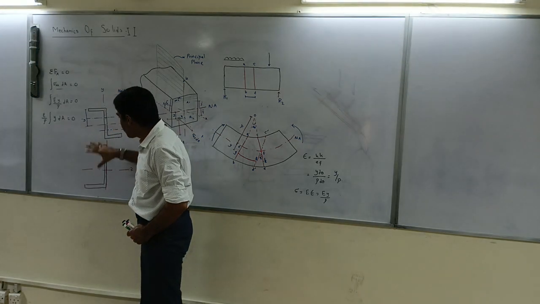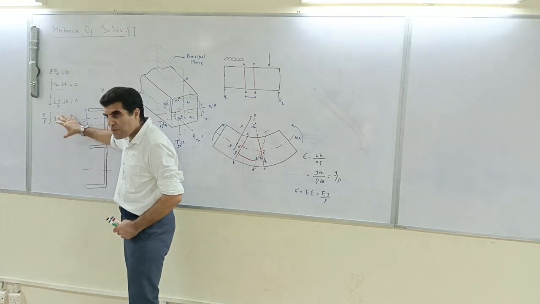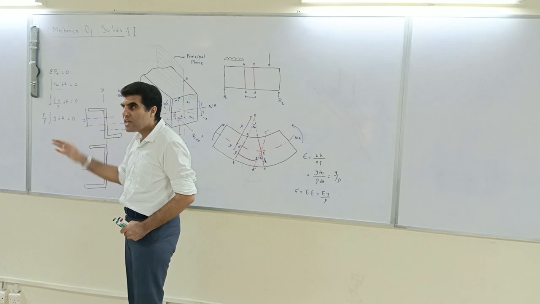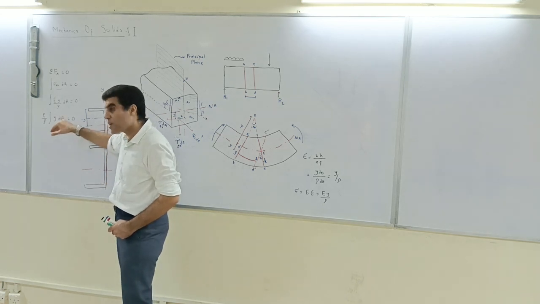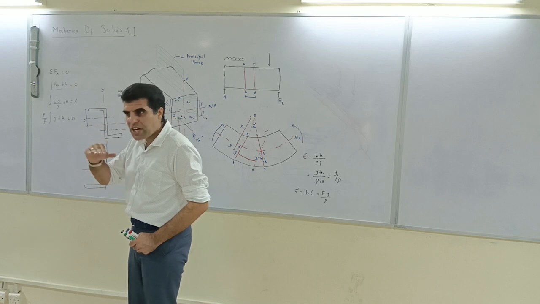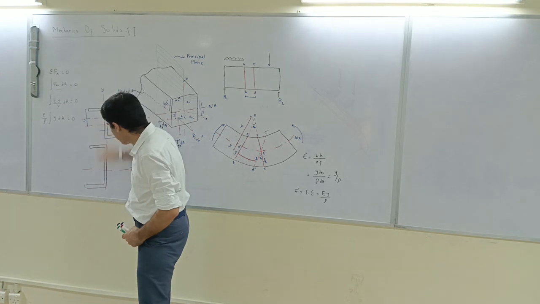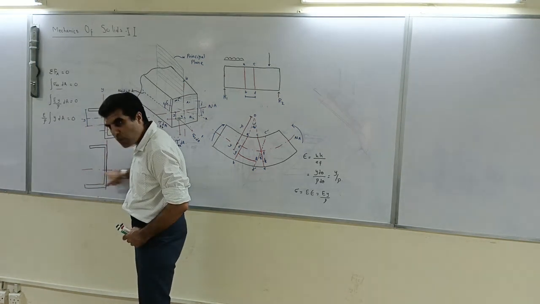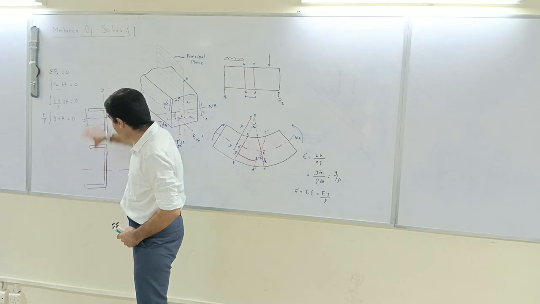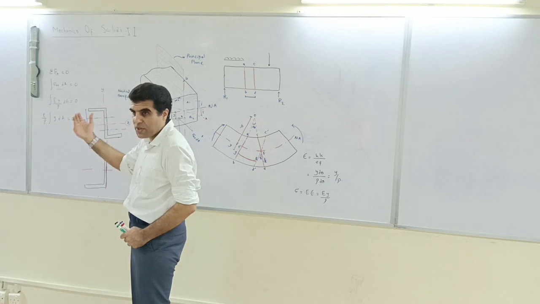I have told you that this equation will always be satisfied for any cross section. The problem is we don't know where the neutral axis is. The neutral axis might not necessarily be always horizontal and vertical. In this case, it is horizontal and vertical, but you can have cross sections where the neutral axis is not horizontal and vertical.